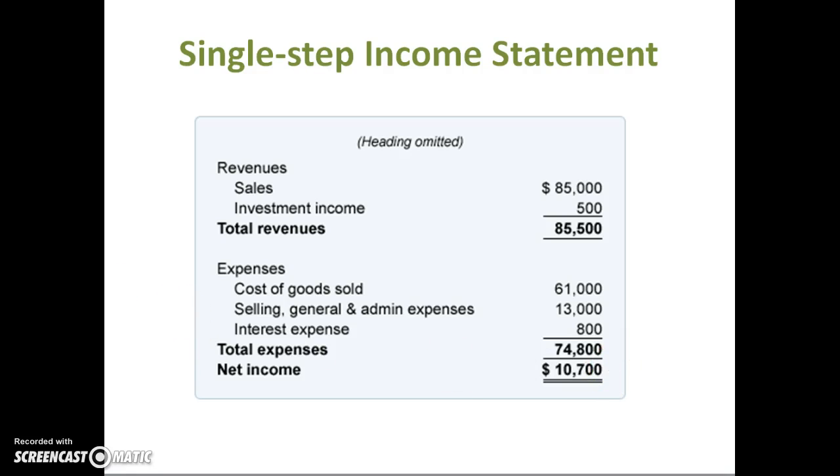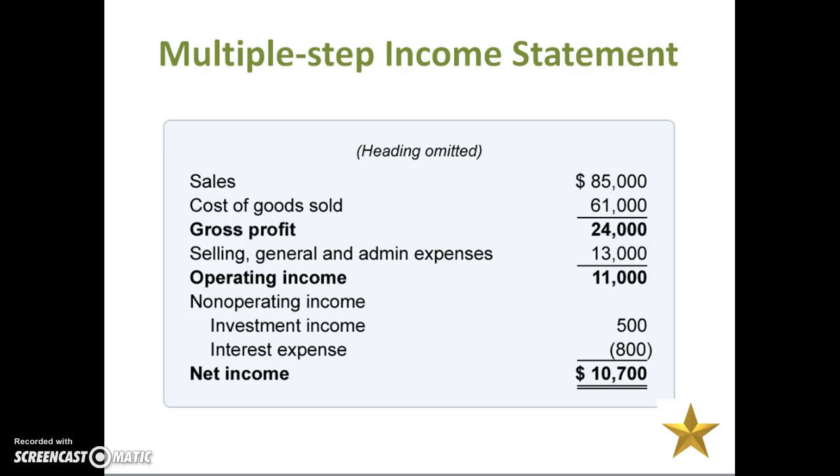Please keep in mind that $10,700 is identical to our multi-step income statement. We're arriving at the same net income number. We're only changing how we are formatting it.